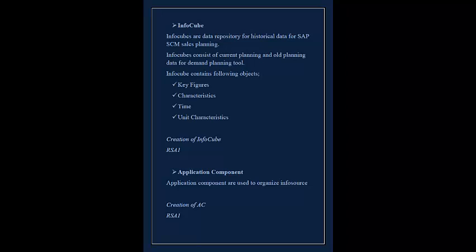The key figures are saved in fact tables, and characteristics are grouped into dimensions and saved under the dimension table. The dimension key is connected between the fact table and the dimension table. The InfoCube is a multi-dimensional structure. So for creation of InfoCube, go to transaction code RSA1.